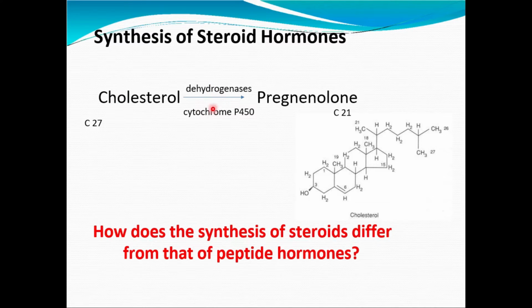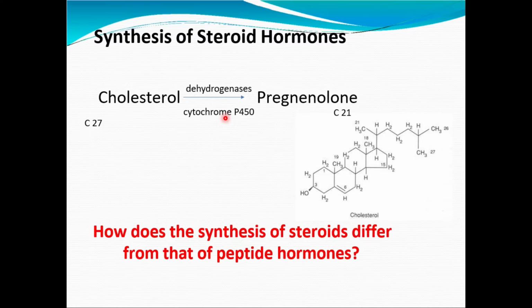There are two types of enzymes which are used in the synthesis of steroid hormones. Number one, dehydrogenases, and number two, cytochrome P450 enzymes. Both of these enzymes catalyze hydroxylation and dehydroxylation oxidation reactions. Eukaryotic cytochromes P450 are membrane bound enzymes which are expressed in either the inner mitochondrial or endoplasmic reticulum membrane of steroid synthesizing tissue.